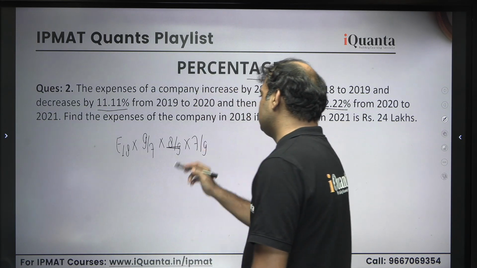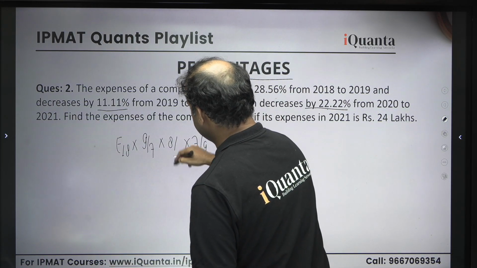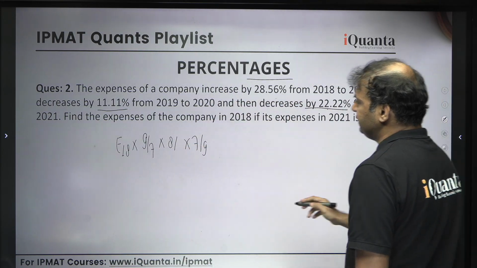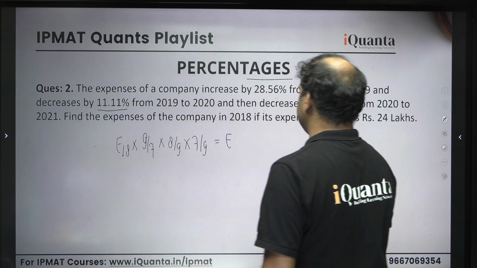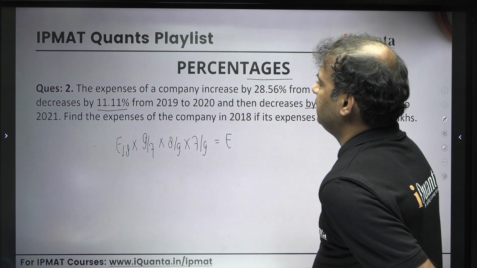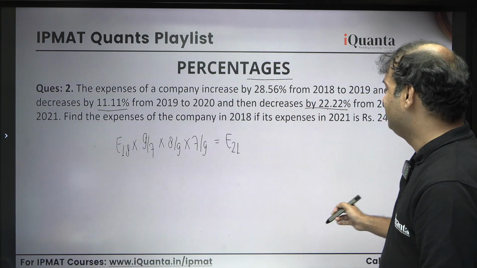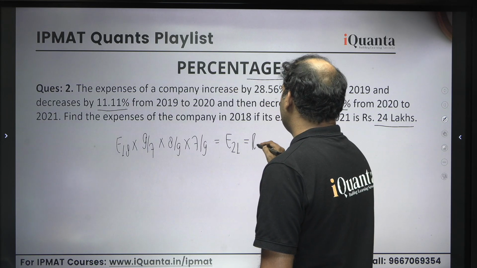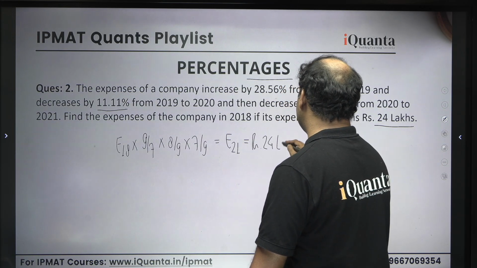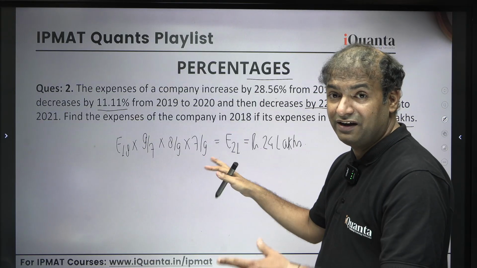So, 9 by 7 into 8 by 9 into 7 by 9. Okay, just a second. And this finally we can say is the overall expense of the company in 2021, right? And that value we are also given, how much? Given to us rupees 24 lakhs. All right. So now, guys, by the help of this, we just have to find the expense in 2018. It's very easy after doing this.